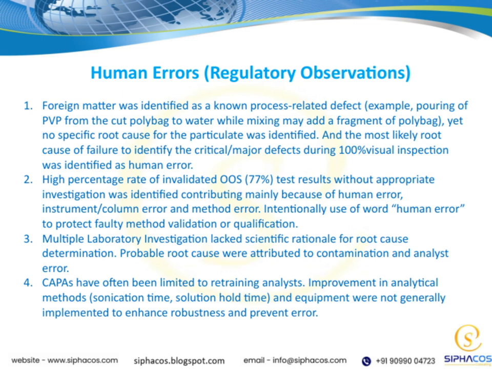Looking at the data, we noticed a high percentage of invalidated OOS test results, about 77%, that were not followed up with appropriate investigations. This was mainly attributed to human error, but also involved instrument and method errors. It's important to note that the term human error was intentionally used here to avoid implicating faulty method validation or qualification processes. When we examine the laboratory investigations, they often lacked a solid scientific rationale for determining root causes.